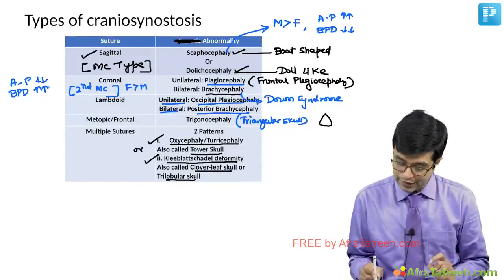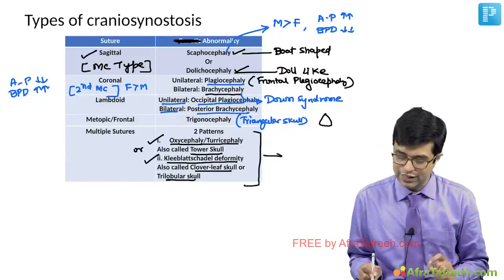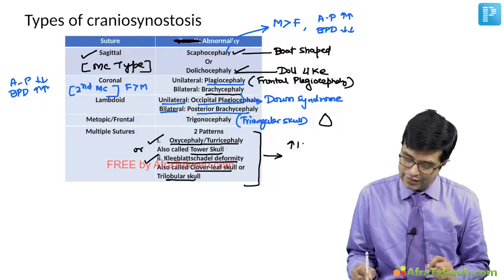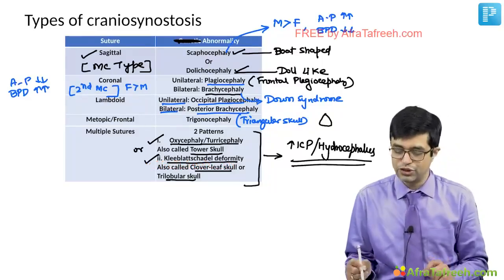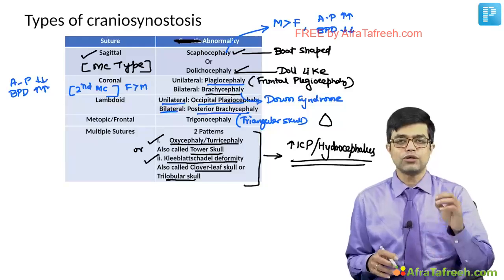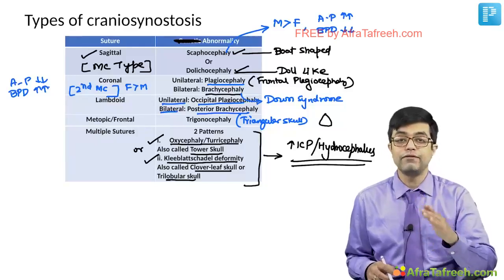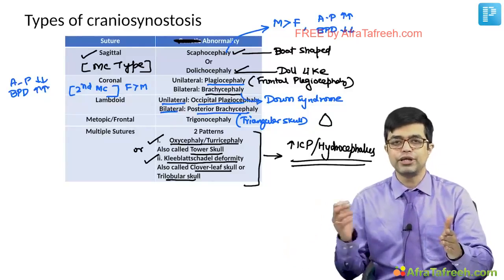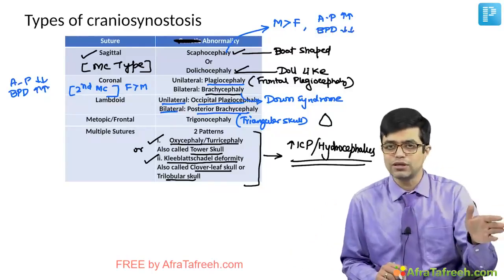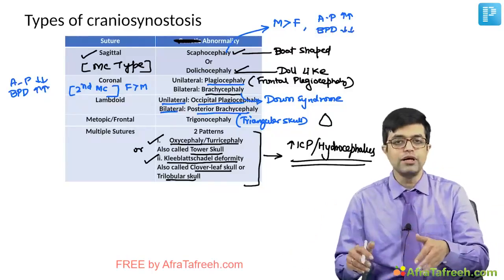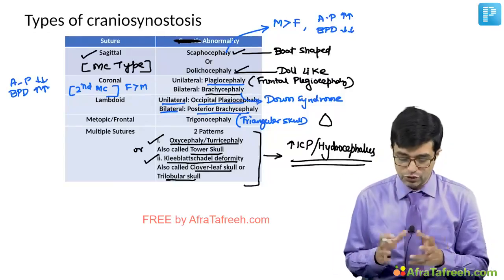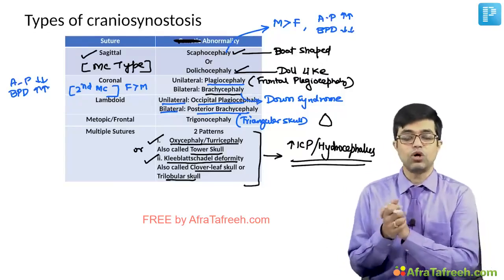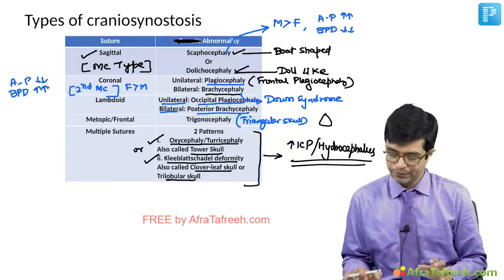Important point to remember, in all of these patterns, when multiple sutures are fusing, there is a risk of increased ICP and hydrocephalus. And they are the ones which will ultimately require neurosurgical evaluation in most cases. Sagittal and coronal usually do not have raised ICP unless they have associated abnormality. By themselves, they do not cause hydrocephalus. But multiple suture fusion by themselves can cause hydrocephalus or raised intracranial pressure. So these are the types of craniosynostosis along with the MCQ points that you need to remember.